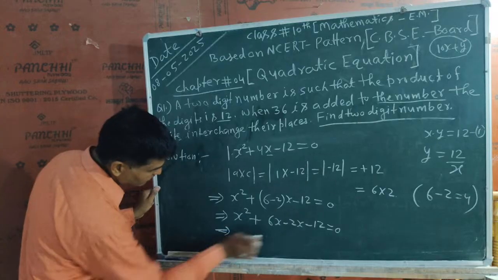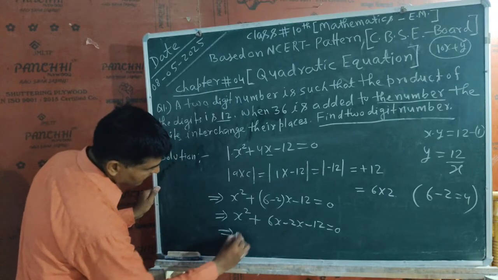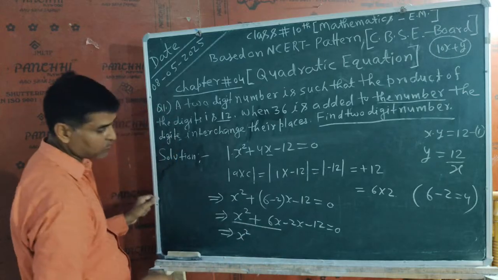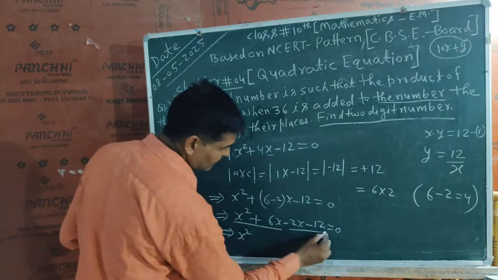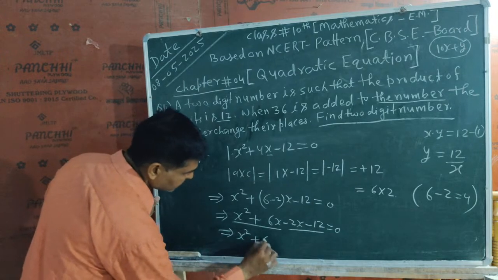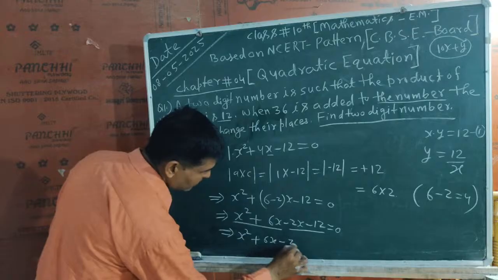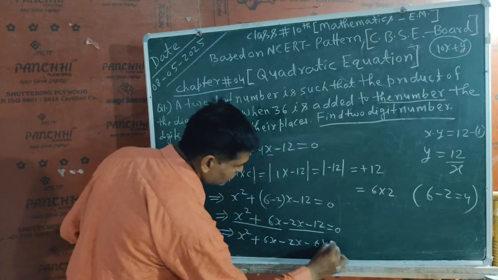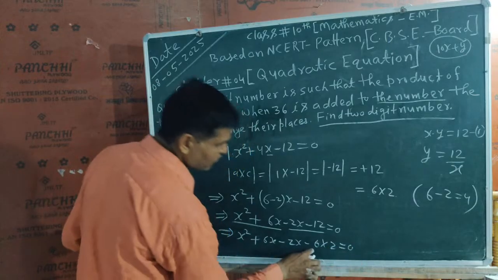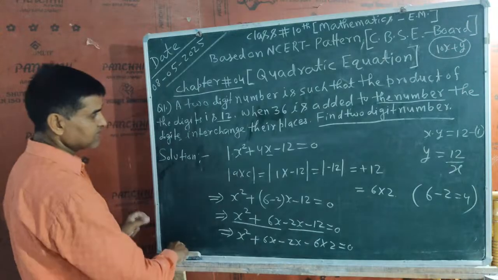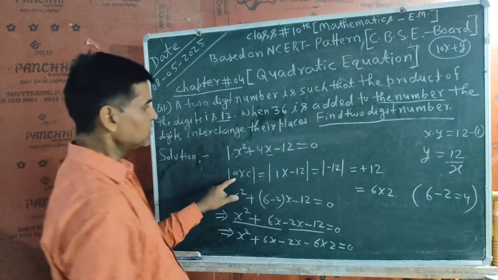So here I have to write x square. Now here I will take these two terms at a time and these two terms at a time. So here I will write x square plus 6x. Now here I am writing 2x minus 12. I can write 6 into 2 because if I multiply 6 into 2, that will be 12. So I can arrange like this. And here a into c I have written.